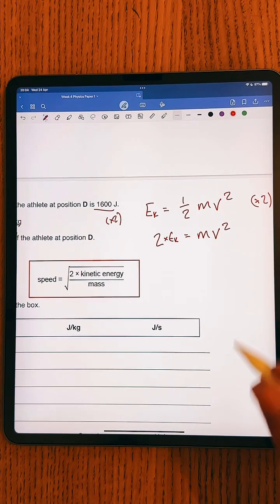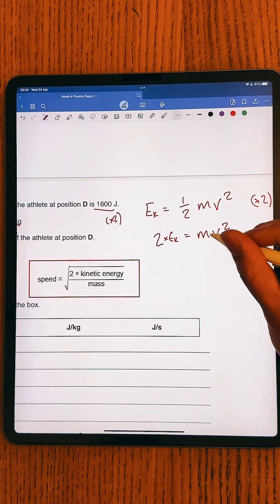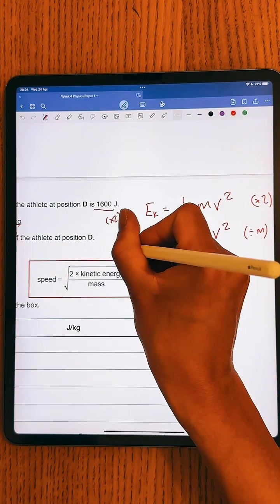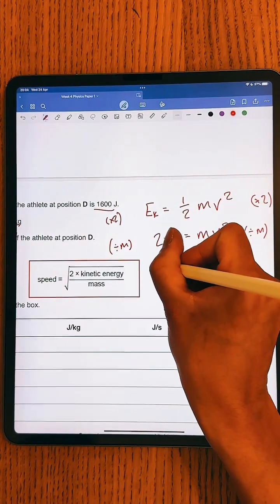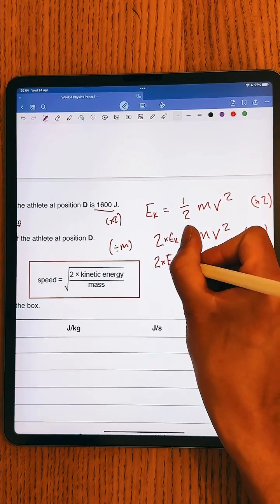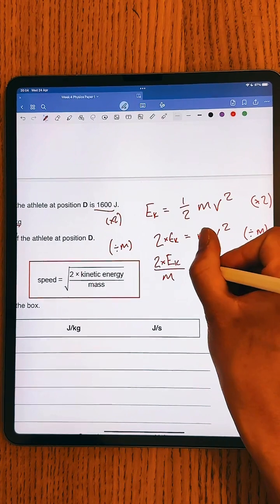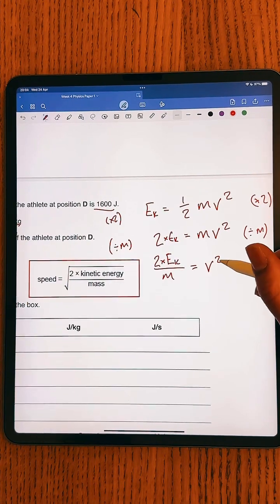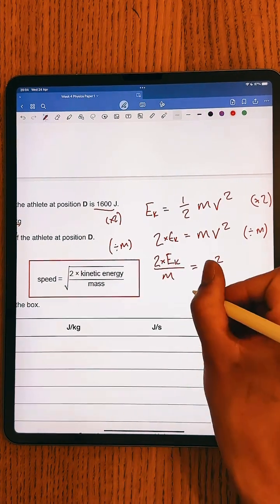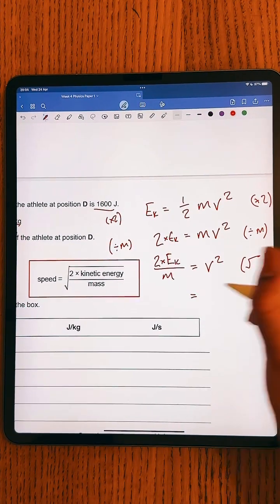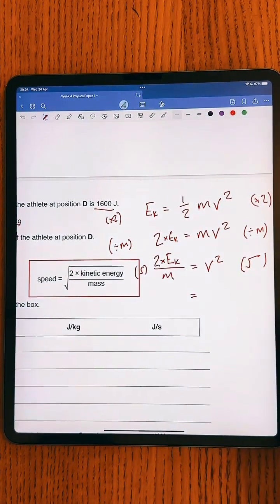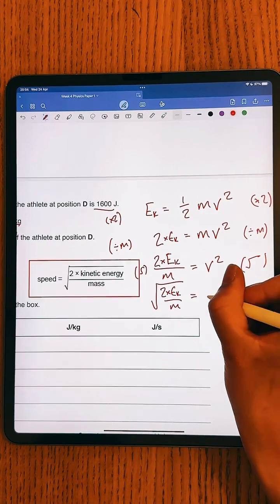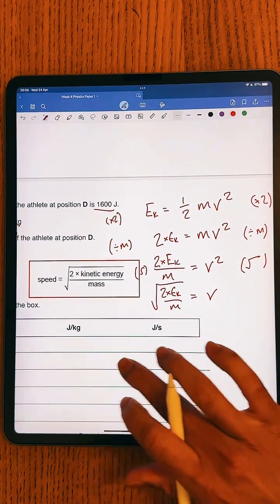Now we can move the m across. This is m times v squared right now. If we want to move it to the other side, we need to divide both sides by m. So that's going to make it 2 times kinetic energy over m. All of that is equal to v squared. Now, we don't want v squared, we just want speed on its own. So square root both sides. So it's going to be square root of 2 times kinetic energy over m, which gives you v, which is exactly what they've given us here.